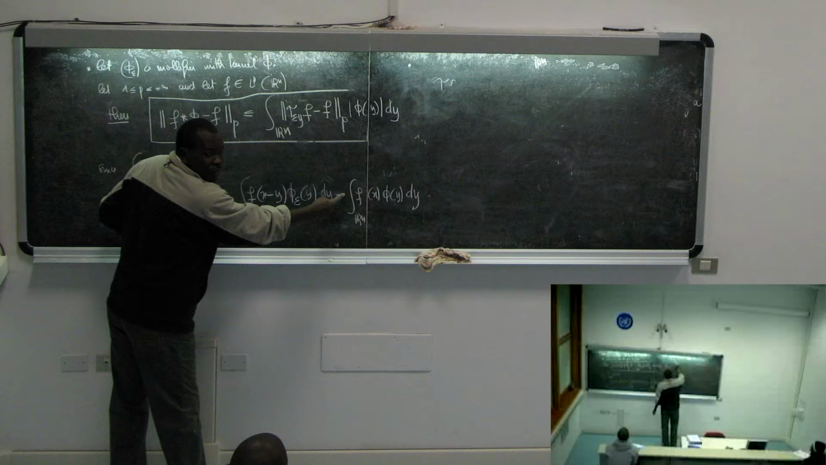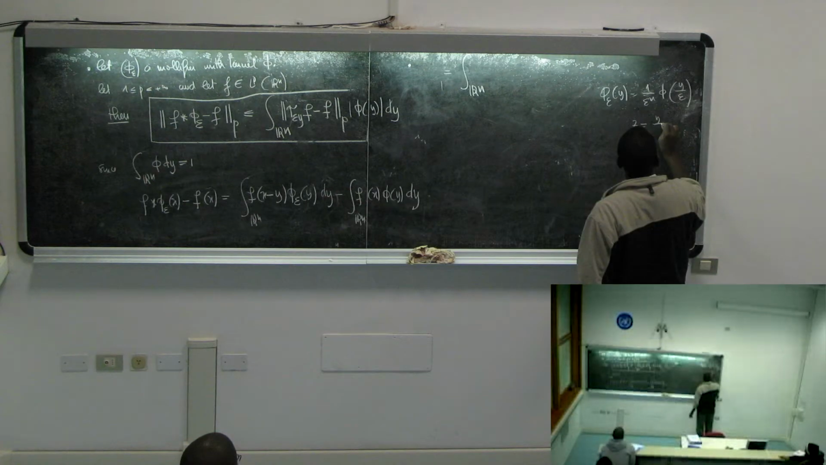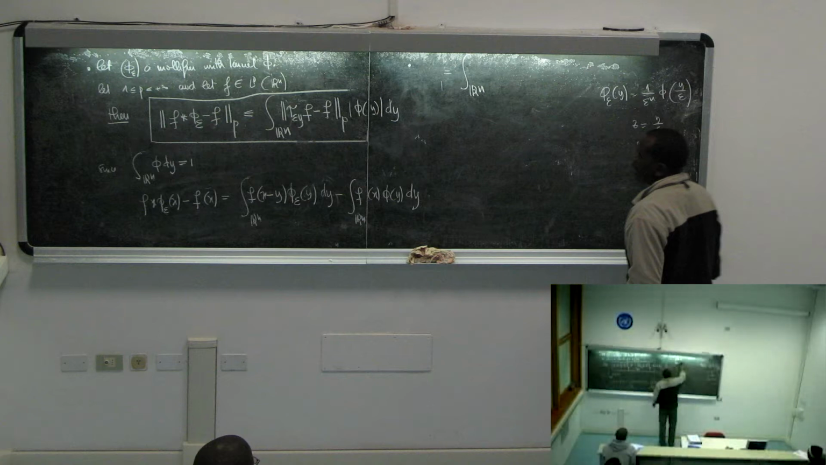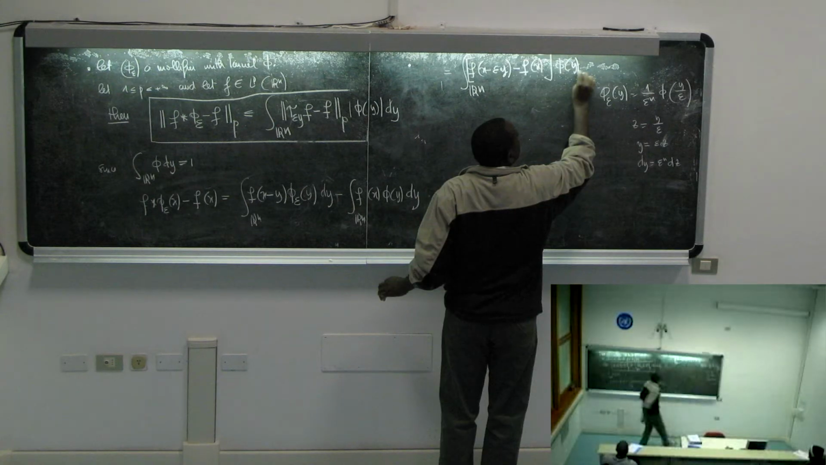This is the integral over Rn. If I make the change of variable, because this phi epsilon of y is 1 over epsilon n phi of y over epsilon, I take z to be y over epsilon, so y is equal to epsilon z, and dy is epsilon power n dz. If I replace here, this becomes f of x minus epsilon z, and I call this variable again y. So it becomes x minus epsilon y, with phi of y. Now I have phi of y in both terms, so I write one integral. So all this becomes minus f of x times phi of y dy. This is what we get.